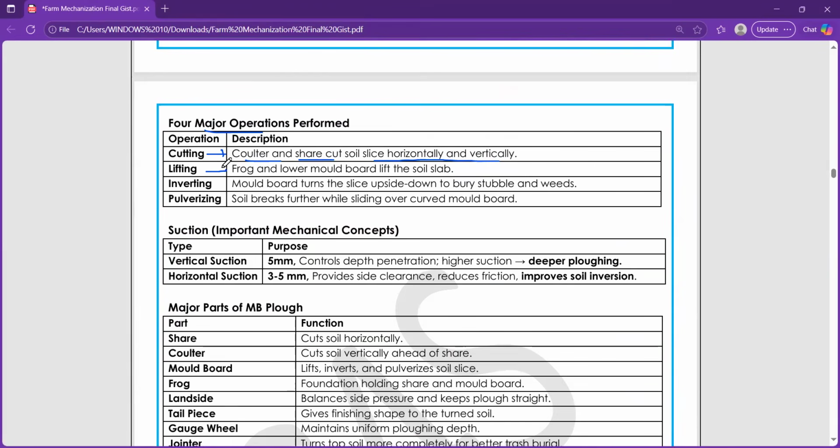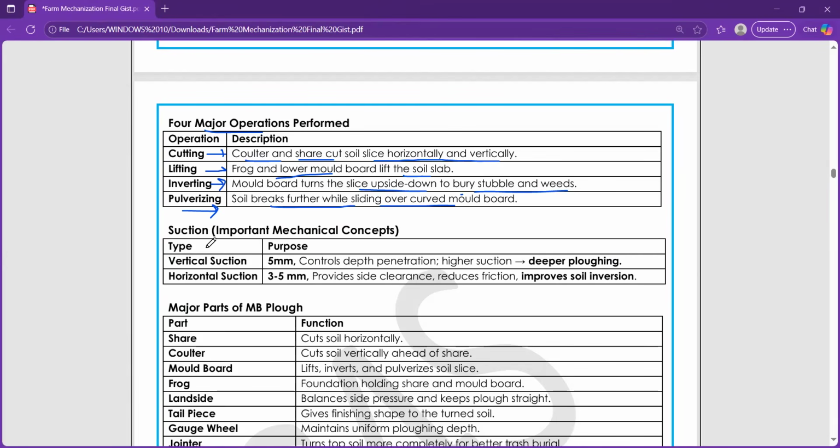Then the lifting part is done by the frog and lower mold plug, which lift the soil slab. We are also seeing that it helps in inverting the soil. It slides the upside-down soil part to bury the stubble and the weeds, and it also aids in pulverizing by breaking the soil further while sliding over the curved mold board region.